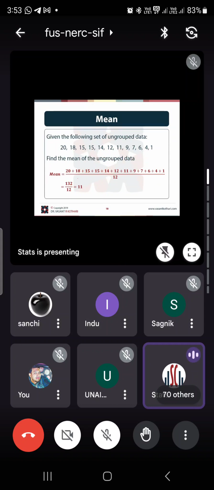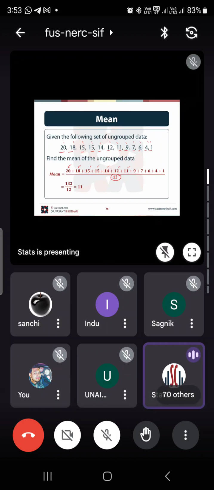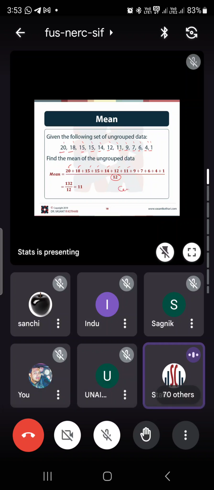See the example which I already gave you. I have this data set: 20, 18, 15, 15, 14, 12, 11, 9, 7, 6, 4, 1. This is the raw data you got. You need to find the mean. So we added all the numbers and then divided by the total count, which is 12. Once you do this calculation, you will get the average of the data. And this average is nothing but the mean. And that mean is a central value.